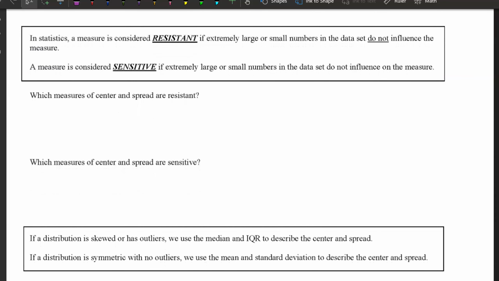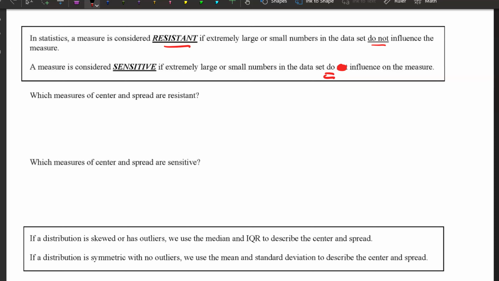In statistics, a measure is considered resistant if extremely large or small values in the data set do not influence the measure. However, a measure is considered sensitive if extremely large or small values in the data set do influence the measure.